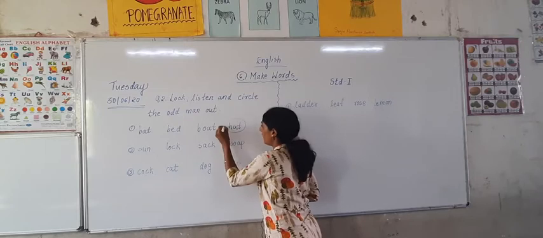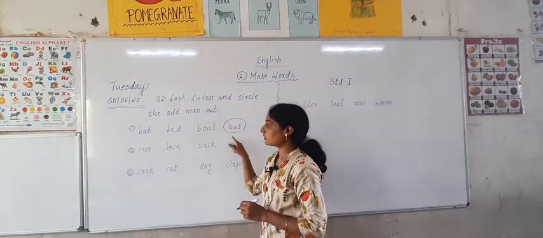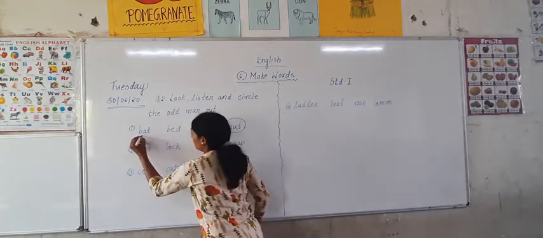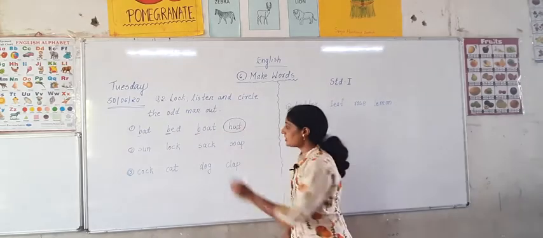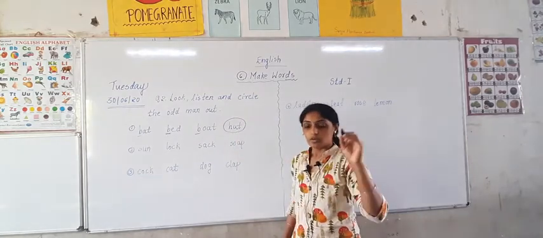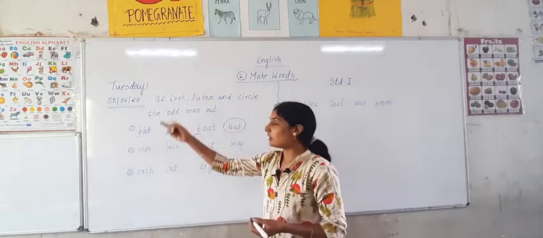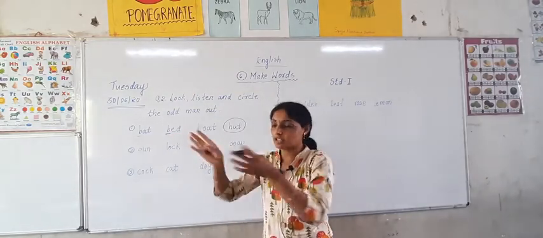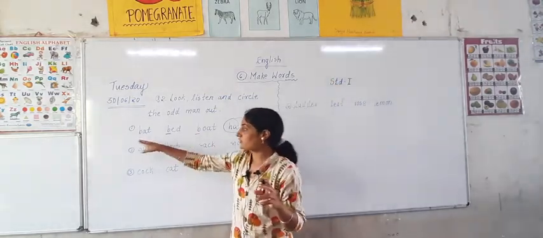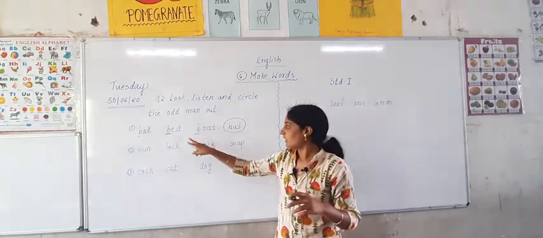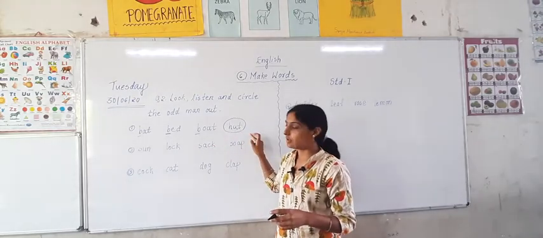So here we are told to circle the odd man out. The first letter is B here, also B here, also B here, but here it is not. So we have circled this word, HUT hut. Now you will say, ma'am, bat is another word, bed's meaning is different, bat's meaning is different, boat's meaning is different. You don't have to see meanings. What you have to see is the first letter of all the words. Are you understanding or not? In this way, in the first example, HUT hut is the odd man out.